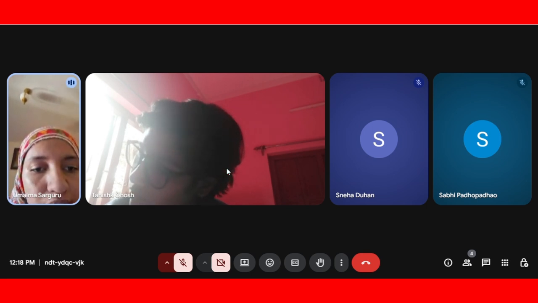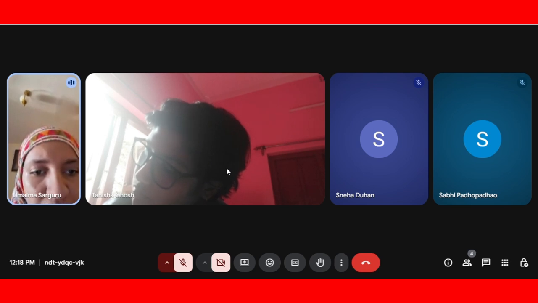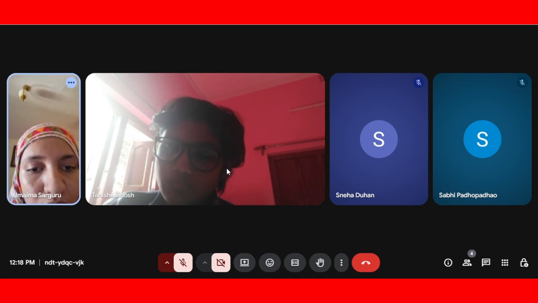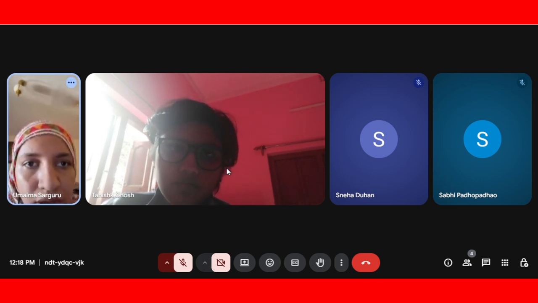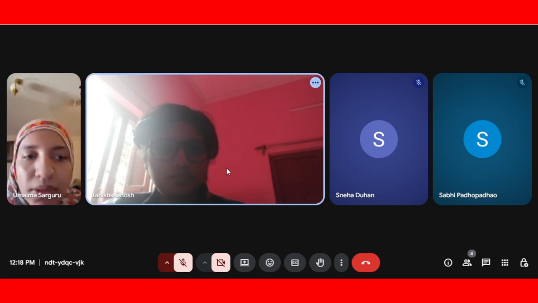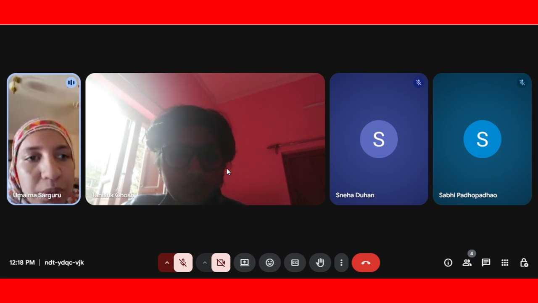The example for this coordination number 6 is [Co(NH3)6]3+. So what is the shape now? Octahedral, right? Clear? Yes, ma'am. Now coming to the shapes and the structures of coordination compounds.